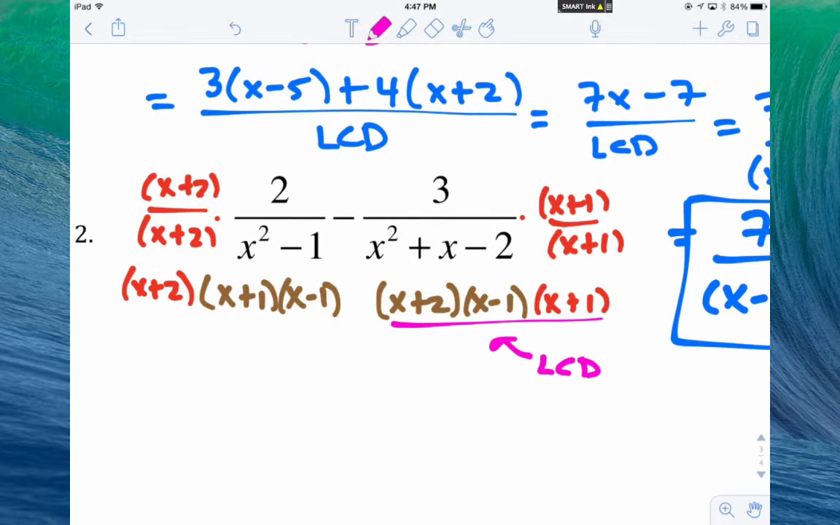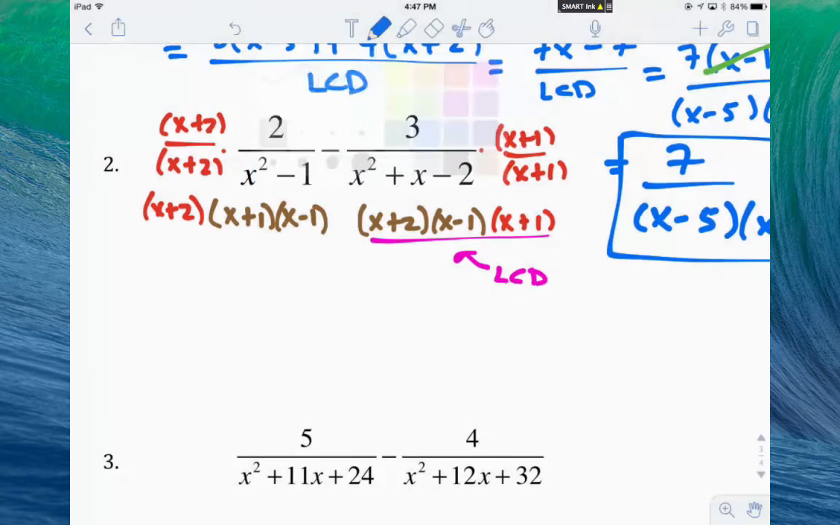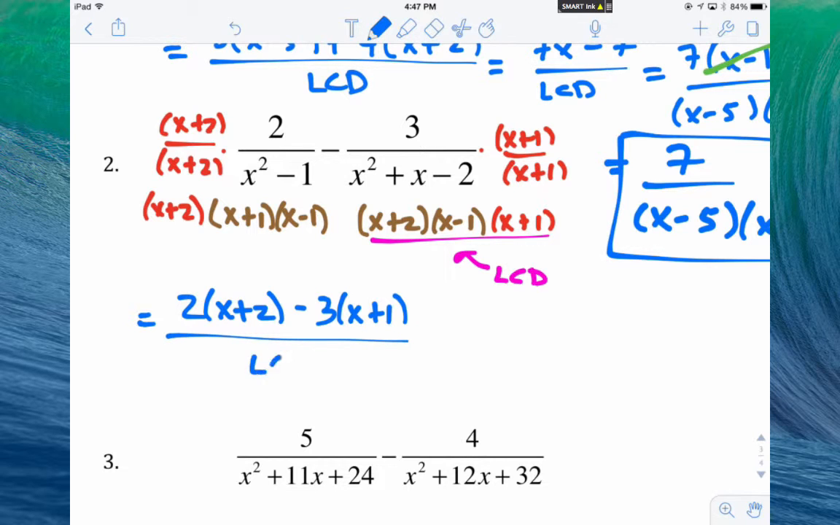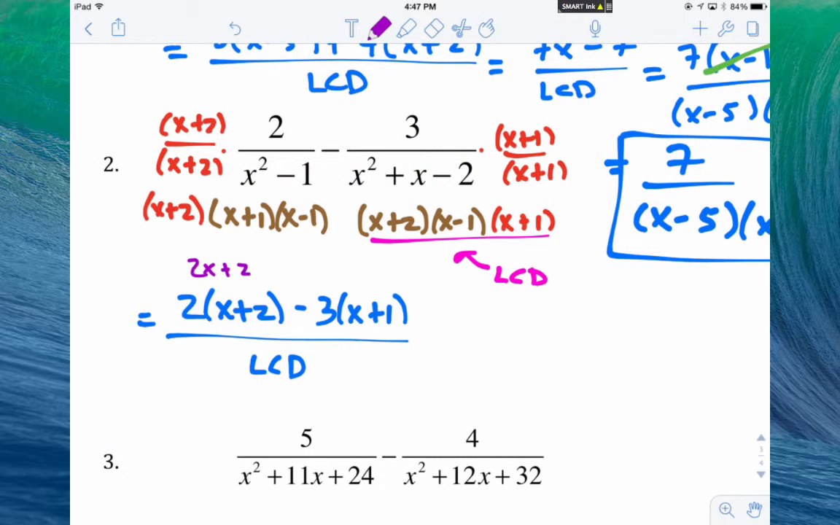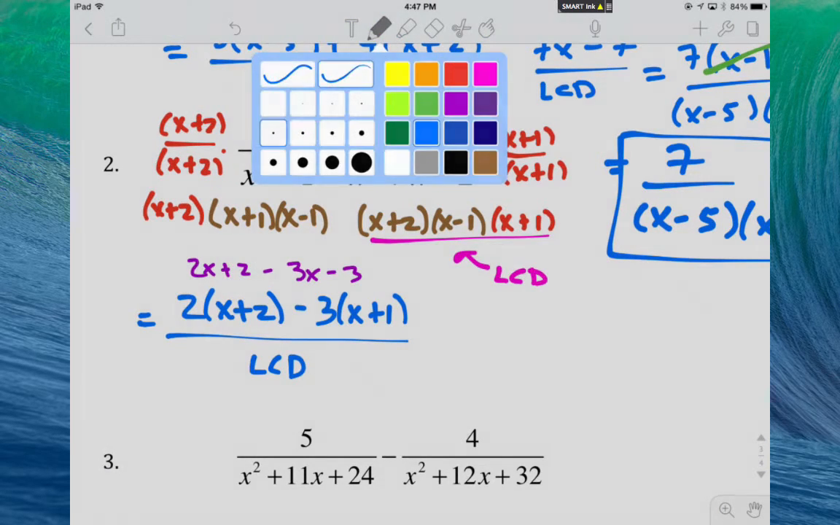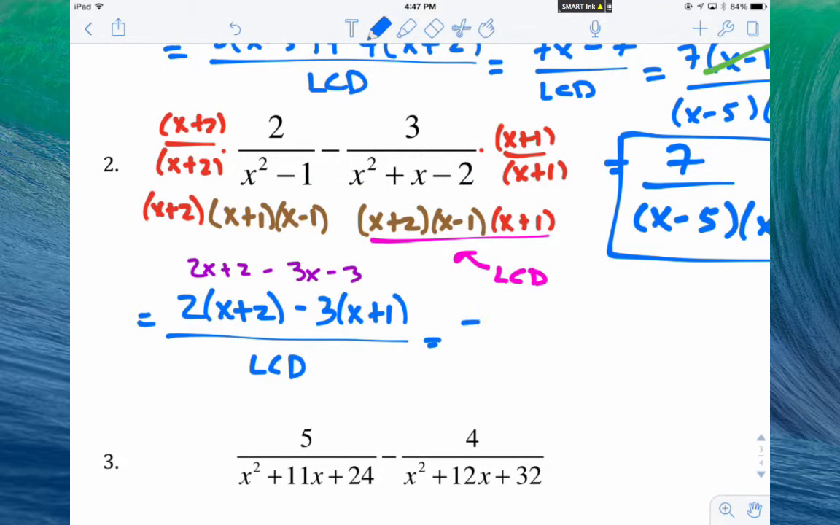All right, and now we're ready to go ahead and actually subtract these. So our new fraction will have a numerator of 2 times the quantity of x plus 2 minus 3 times the quantity of x plus 1, all over this least common denominator. Real quick, I think that this would be 2x plus 2. Yeesh, another mistake. Yes, that's definitely supposed to be a 4, but for the interest of the rest of the problem, let's just pretend it's a 2. Sorry, guys. Minus 3x minus 3. So we will end up with, let's see, negative x minus 1 over that least common denominator.